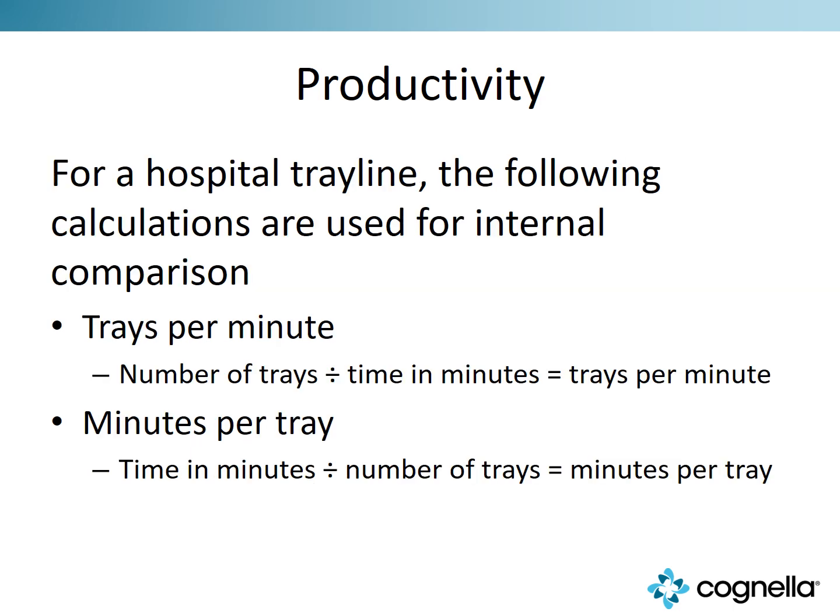For a hospital tray line, the following calculations can be used for an internal comparison. These are pretty common values that are looked at: trays per minute or minutes per tray. This number can be calculated, and then we'll talk in a little bit about benchmarking and being able to measure your productivity, the trays per minute, how consistent it's been over a period of time, if it's gone up or down, and likewise with minutes per tray, how long it took to assemble each particular tray.